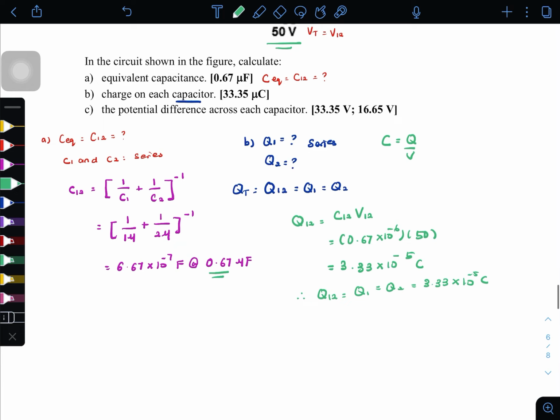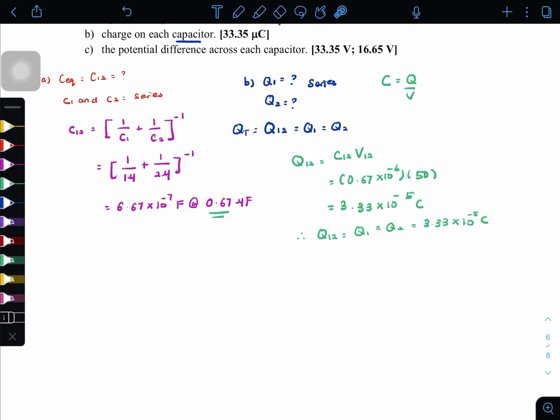Okay, so that's for B. It's easy sebab dia series. Kamu perlu cari satu nilai sahaja. Kamu cari nilai ni, kamu akan dapat 1 and 2. Alright. And for C, the potential difference across each capacitor. So dia minta nilai V1 and V2 sama dengan berapa. So V1 sama dengan berapa, V2 sama dengan berapa, and we know V12 equals to V1 plus V2.